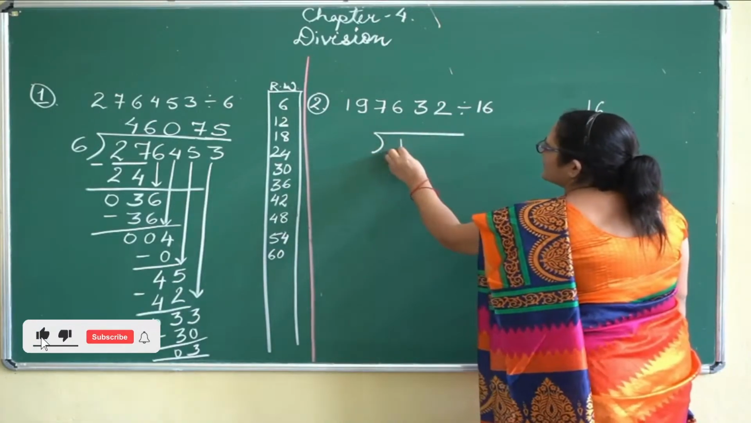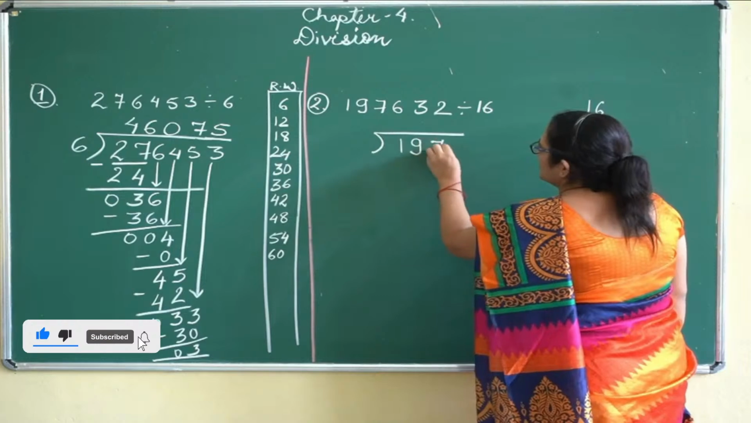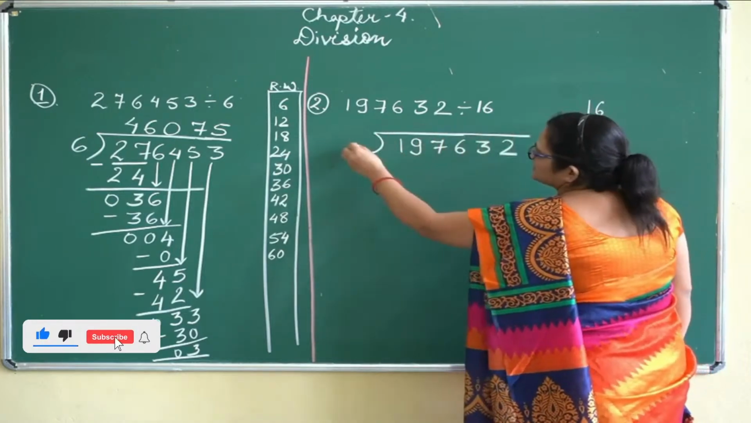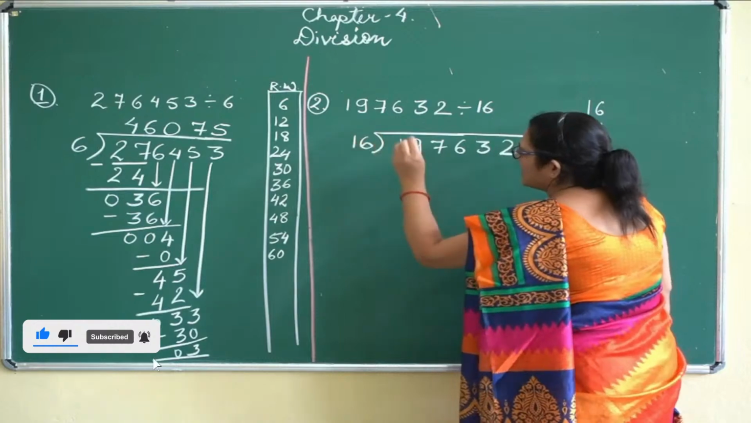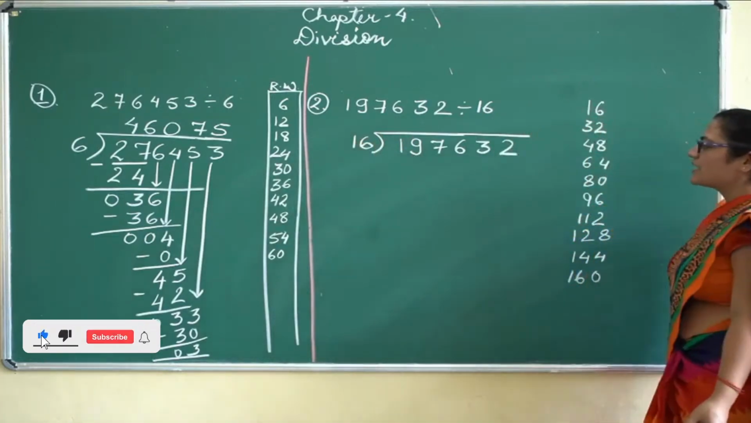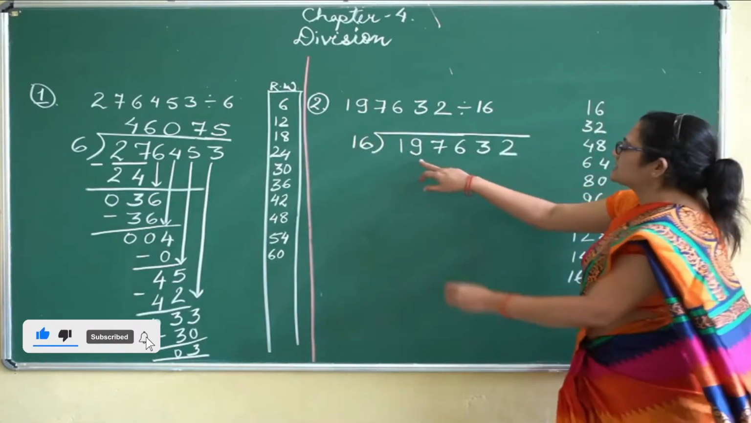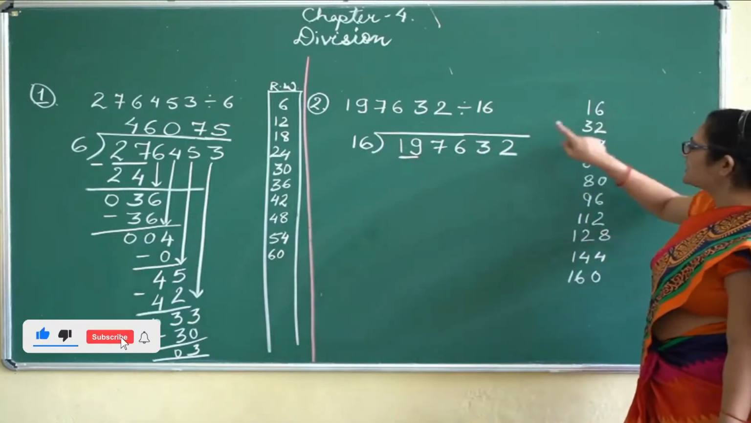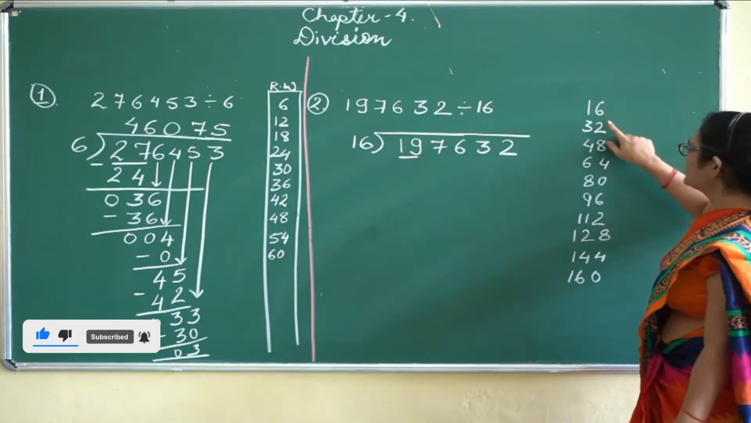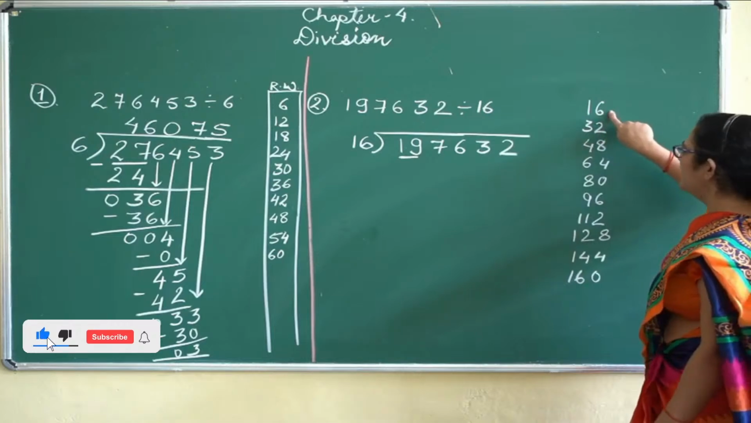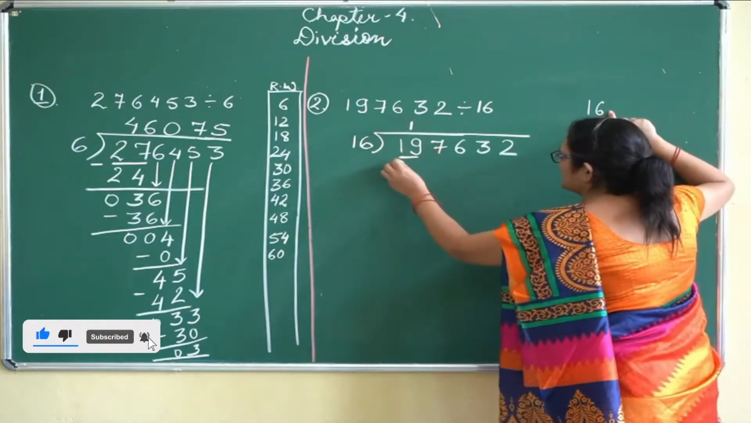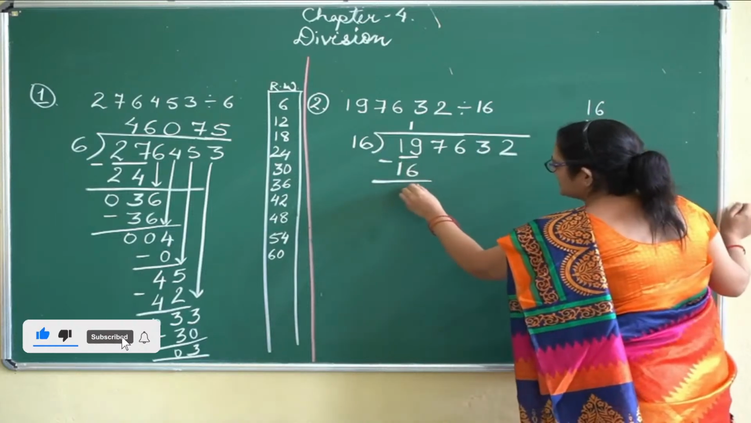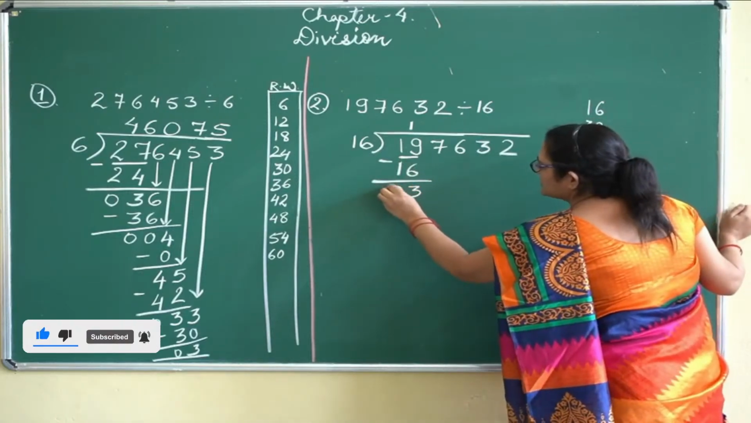1,97,632 divided by 16. How will we do it? Same procedure. If the number comes in the table of 16, we will write that. Otherwise, we will take a smaller number. In the table of 16, does 19 come? No. We will take a smaller number, that is 16. 16 1s are 16. 9 minus 6 is 3. 1 minus 1 is 0.